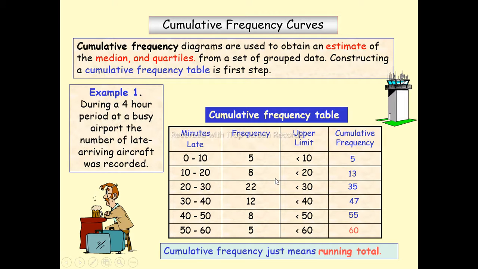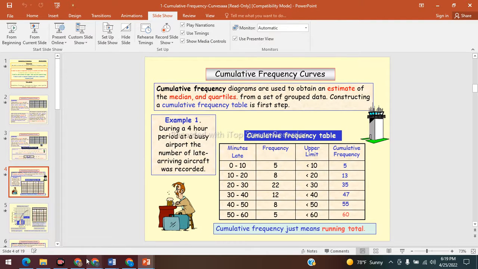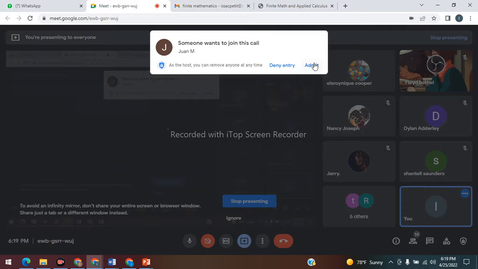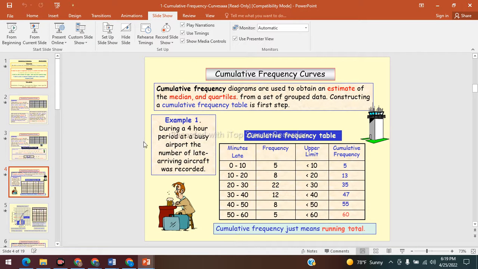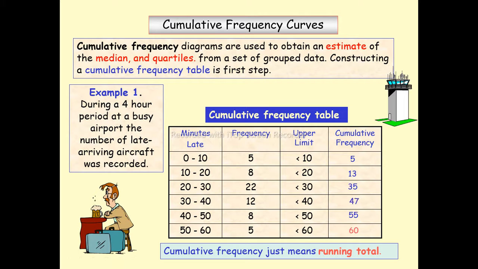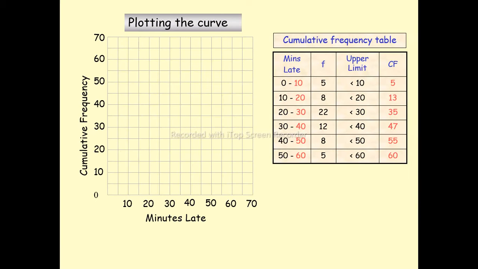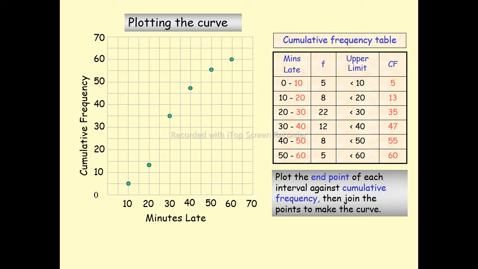Okay, so what else? After that, that's what we did last week. From that, we plotted. We use the frequency and the cumulative frequency to plot our graph, and that's how we got it. We were able to plot a curve, not a straight line, but a curve, and that's how it goes.